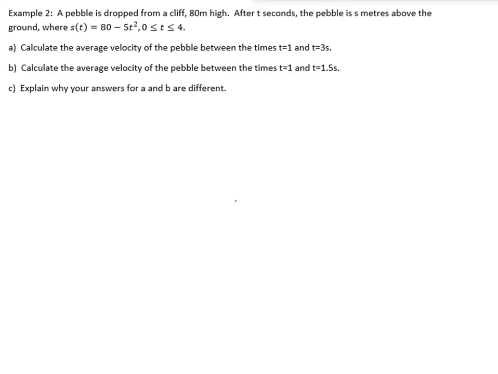Okay, so a pebble is dropped from a cliff 80 meters high. So what this is going to look like is it's going to start at 80 and it's going to go down just like a parabola. After t seconds, the pebble is s meters above the ground, where s at t equals this. And again, remember s is just a distance, the distance above the ground.